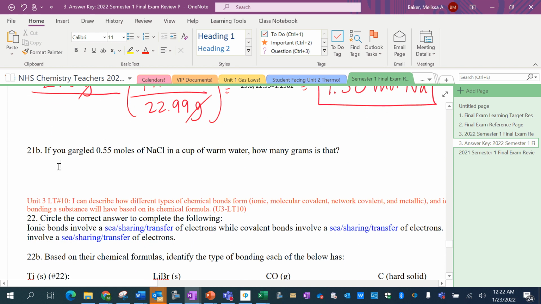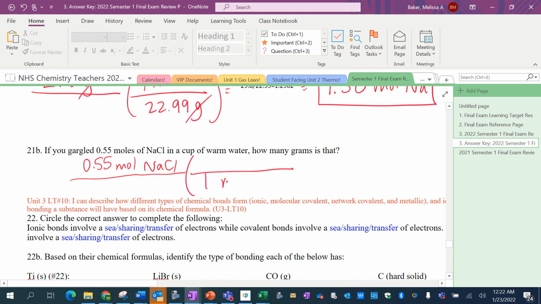If you gargled 0.55 moles of NaCl in a cup of warm water, how many grams is that? Well, how much does 1 mole of NaCl weigh? Na is 22.99, Cl is 35.45. So we need to add that up to get the total molar mass.